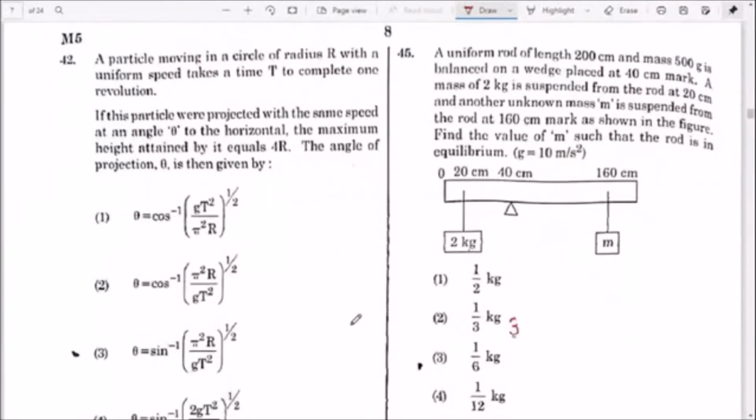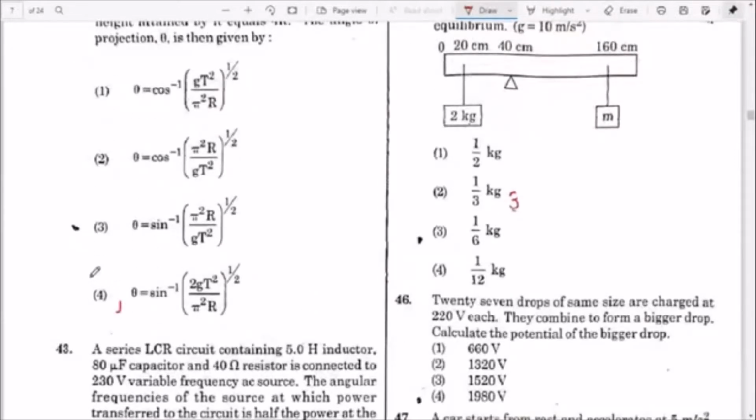Question number 42. A particle moving in a circle of radius r with a uniform speed takes a time t to complete one revolution. If this particle were projected with the same speed at an angle theta to the horizontal, the maximum height attained by it equals 4r. The angle of projection theta is then given by... 4. Option number 4 is the correct option, students.